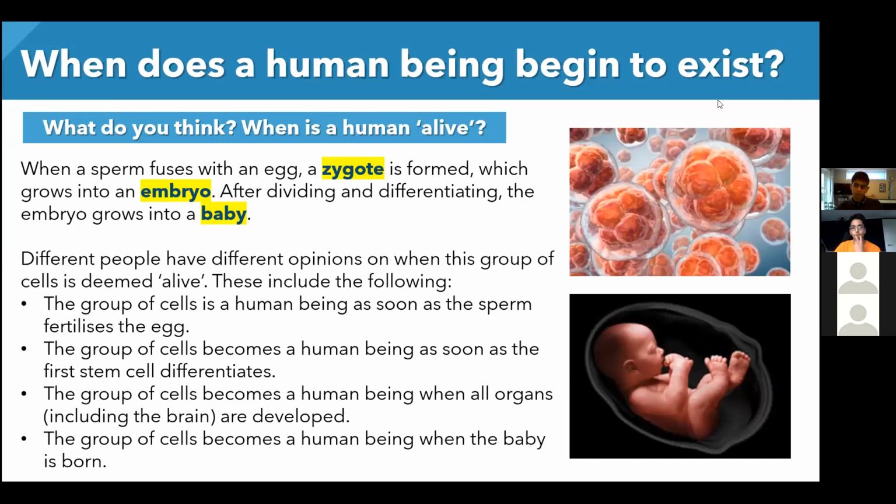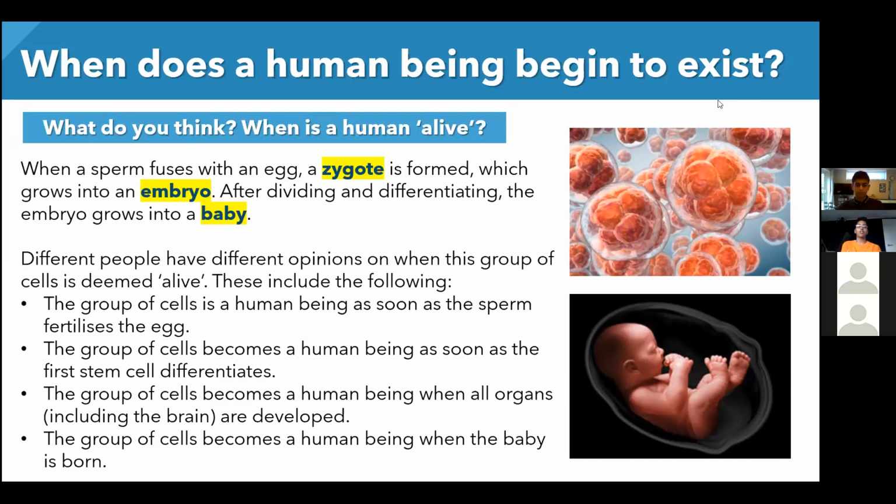And someone else says that when fertilization occurs, since the zygote starts to develop, that's when it turns into a human. And so we're going to be talking about this now. When a sperm fuses with an egg, a zygote is formed, which grows into an embryo. After dividing and differentiating, the embryo grows into a baby. And this is, questionably, where people say that the human is alive, or it is indeed a human.